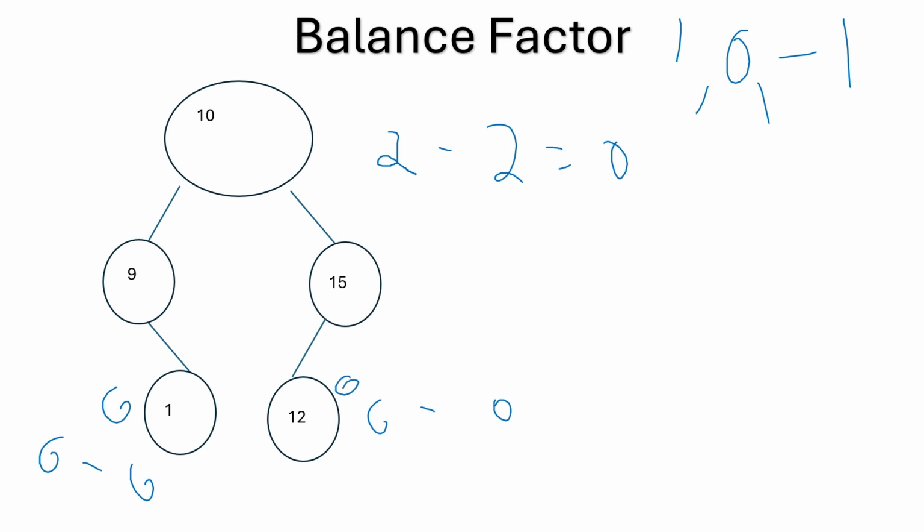Now the 15 node has a left child and no right child, so it'll be 0 height for the right child minus 1 for the height of the left child, which equals -1, which fits. This has a -1, and this is 1 minus 0 because the right child has a height of 1 and there is no left child, so it has a balance factor of 1, so that fits. So everything's balanced in this one.